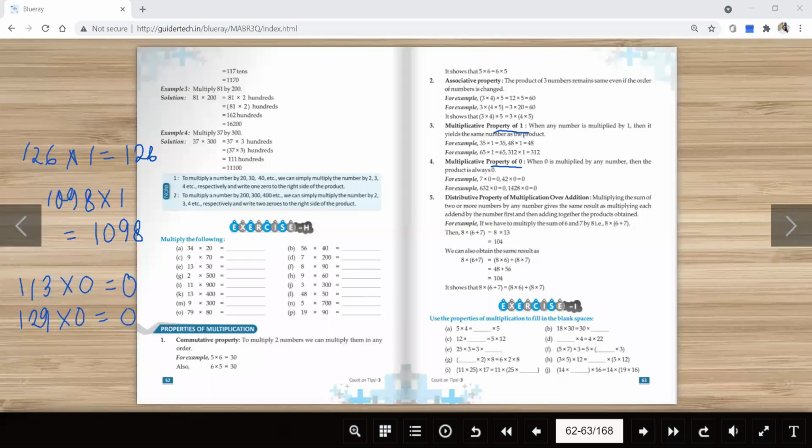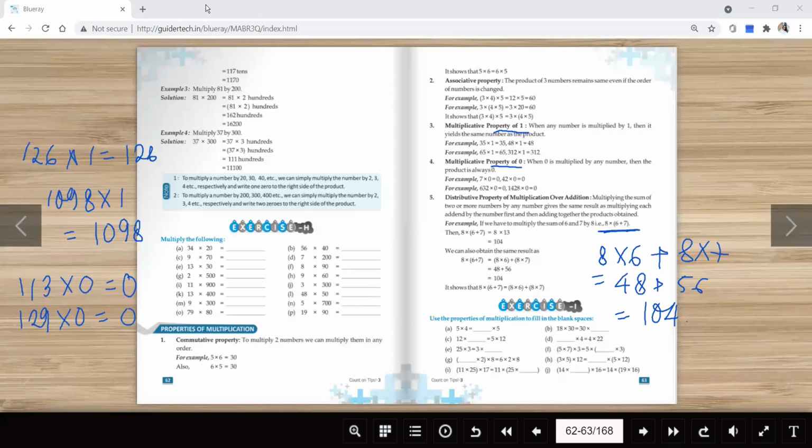Next is distributive property of multiplication over addition. Now this is a little bit trickier. Why is it trickier? This is the sum. I hope that everyone can see 8 into 6 plus 7. Now the first way we can write is 8 into 6, then we write the addition sign, then we write 8 into 7. Now we will write the multiplication answers, and we can calculate the answers also, right?